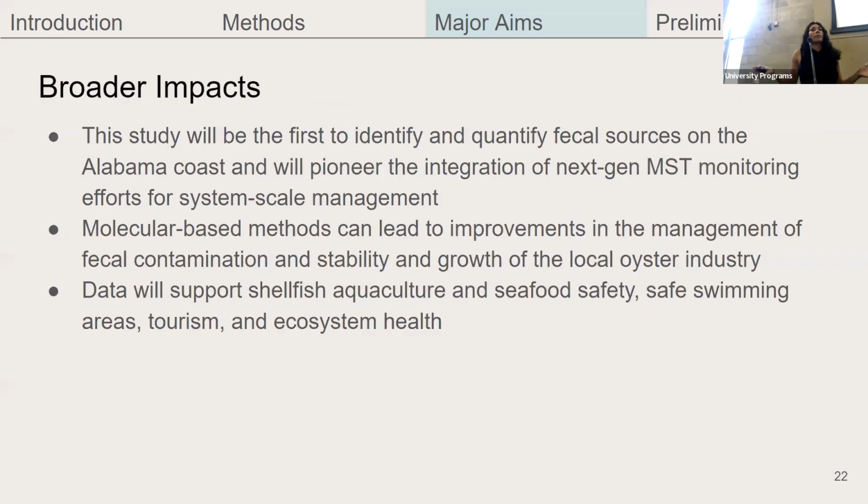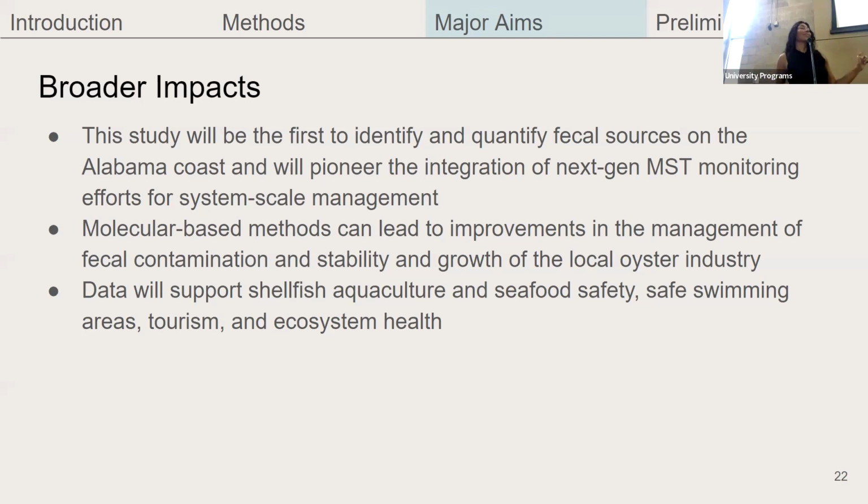So just to bring it back to my broader impact, this study will be the first to identify and quantify fecal sources on the Alabama coast. And it will pioneer the integration of next generation microbial source tracking monitoring efforts, which is the eDNA. And this will allow system scale management. Molecular-based methods can lead to improvements in the management of fecal contamination and stability and growth of the local oyster industry. And data will support shellfish aquaculture and seafood safety, safe swimming, tourism, and ecosystem health.